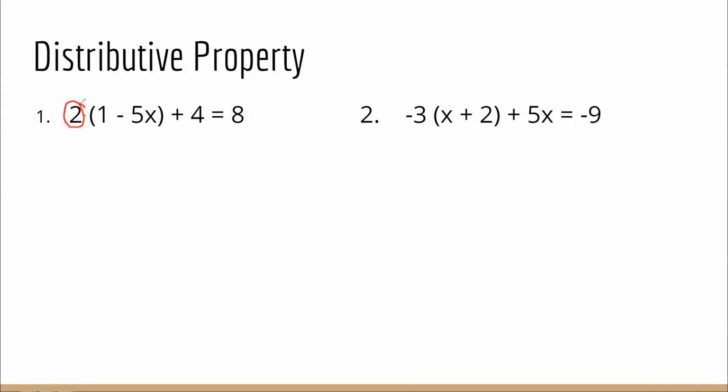And that's what you're doing to this too. Everybody on the inside gets a little bit of that too. Since it's multiplication, you're multiplying it. So we've got 2 times 1, which is going to give us a 2, and then 2 times negative 5x, or subtract 5x, which is going to give us a 10x. So we've got 2 minus 10x when we distribute that out. And then you're just writing down the rest of the problem.